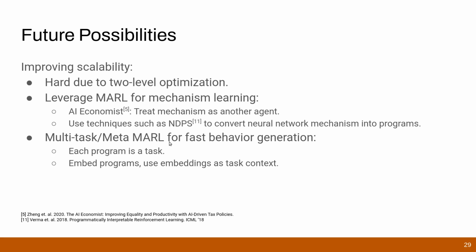The other possible avenue is to use multitask or meta-learning to quickly learn behaviors for a given mechanism. Here, each program would be a task, and we could use an embedding of the program as task context input to the policy.